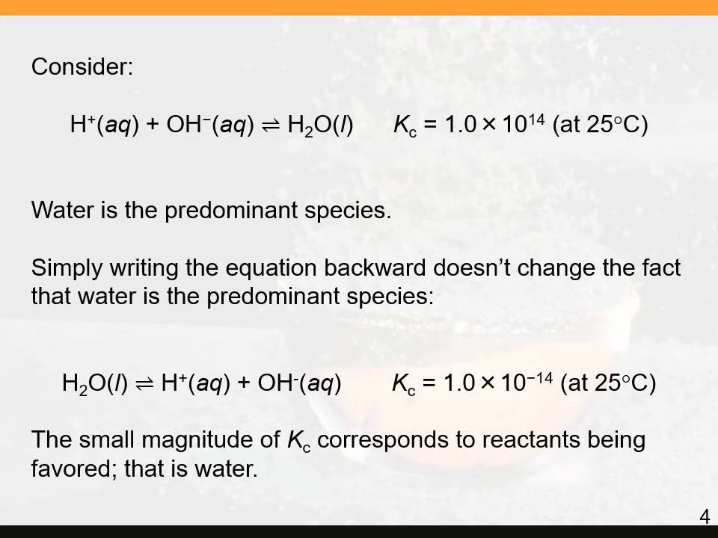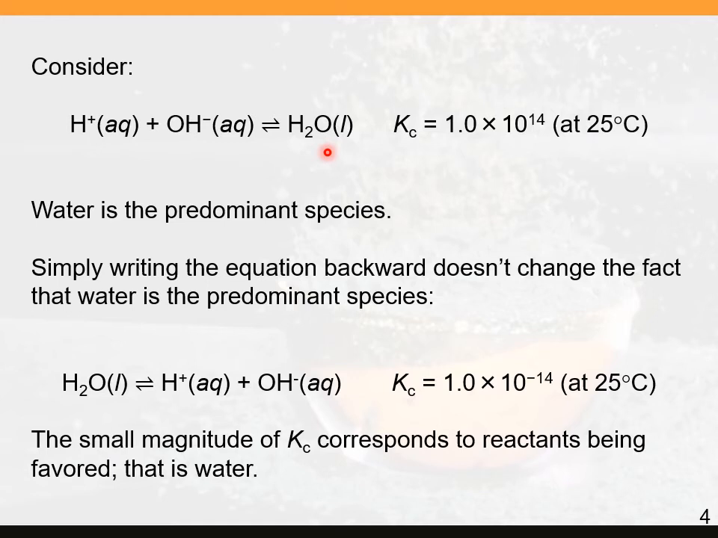Let's talk about this reaction, which is the net ionic equation for most acid-base neutralization reactions. Hydrogen ions combine with hydroxide ions to produce water. The Kc value for this reaction is 1.0 times 10 to positive 14. This is a very large number, indicating that this reaction is product favored. Therefore, water is the predominant species.